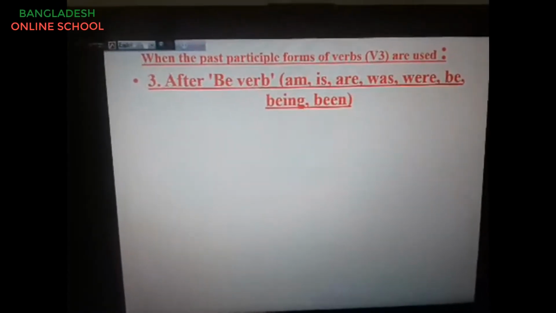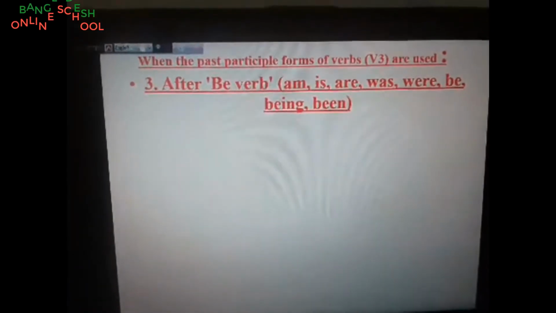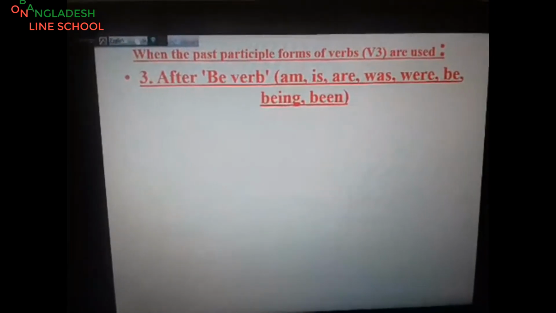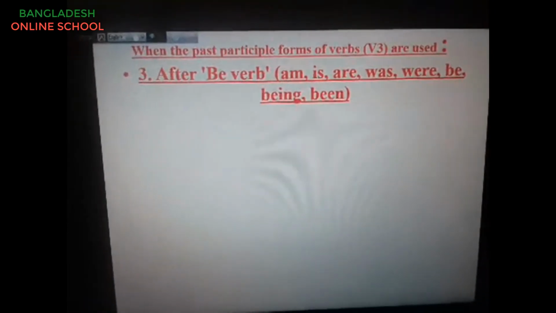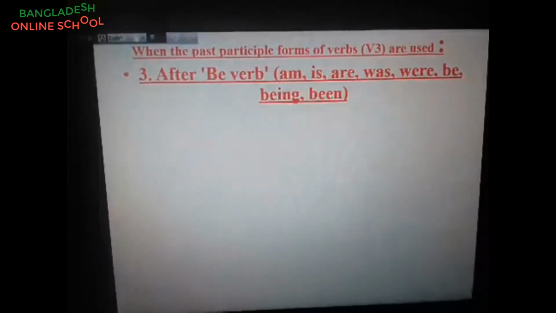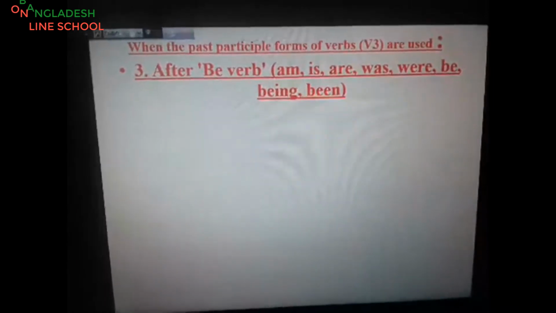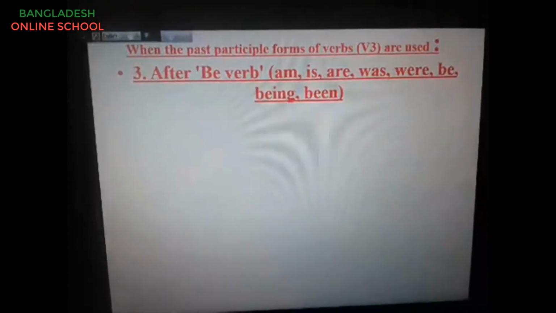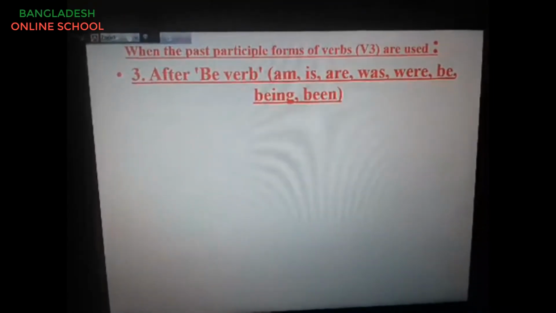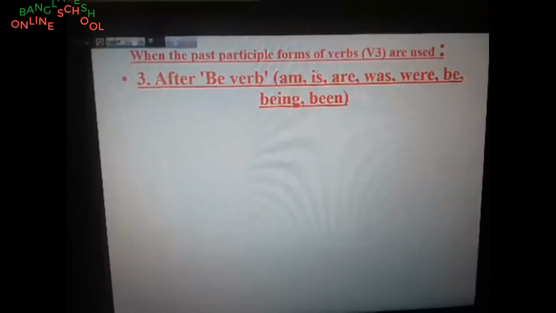After be verb, you know, am, is, are, was, were, be, being. These 8 verbs are called be verbs. After these be verbs, past participle forms of verbs are used, but there is a condition, that is, the sentence should be in passive form, which I discussed some time ago.